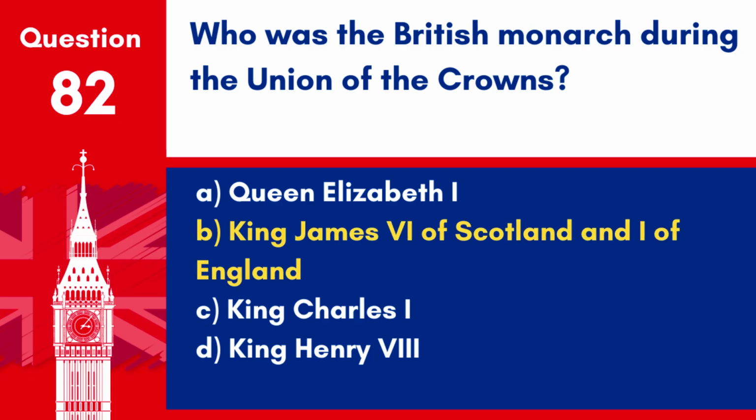Answer: B. King James VI of Scotland and James I of England. He became the monarch of both countries in 1603, leading to the Union of the Crowns.